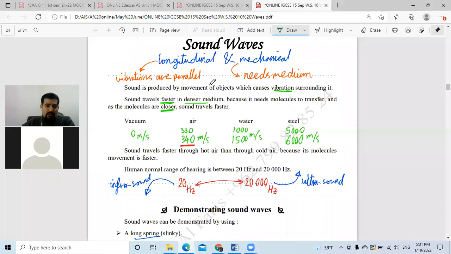One of the examples about sound waves is that we have different media: vacuum, air, water, steel, and the speed approximately through each one of them. You have to know these values, these numbers.